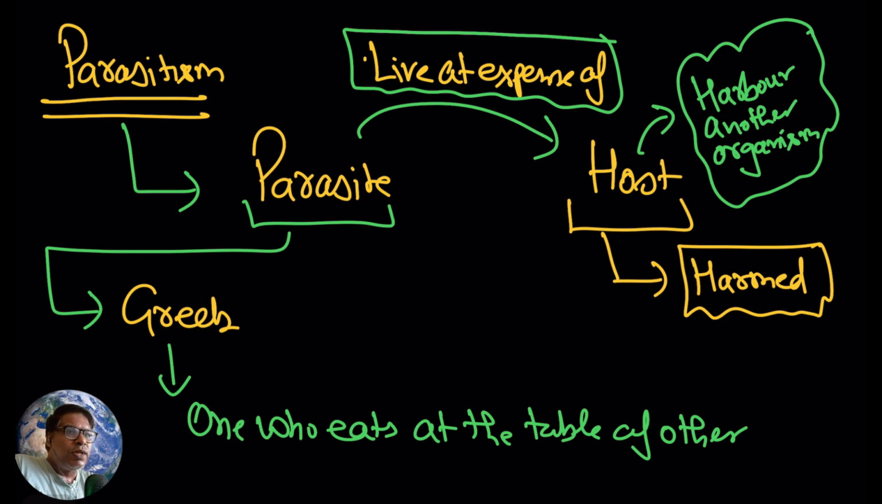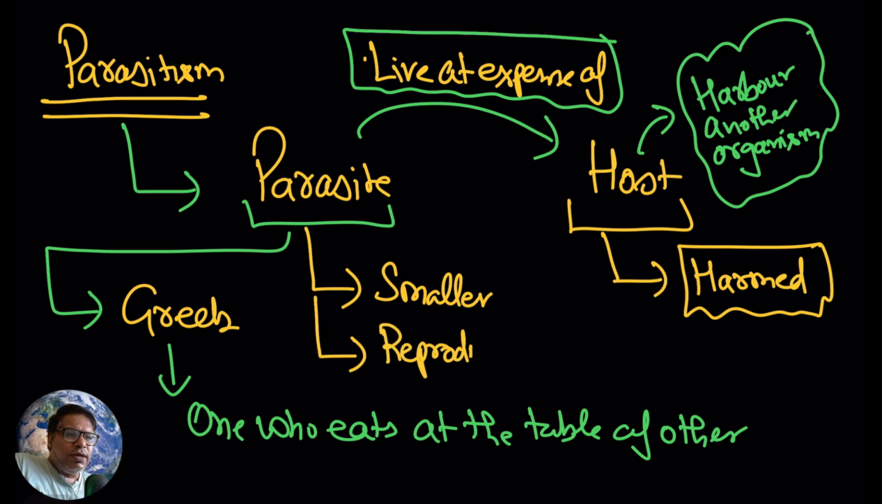So here I have told you, the parasites live at the expense of host. Now keep in mind, the parasites are generally smaller and generally they reproduce at a faster rate. So here you will learn in this course about different parasites, and most of these parasites, if you see by size, are smaller and they multiply at a faster rate. Okay, now let's discuss more about these parasites.